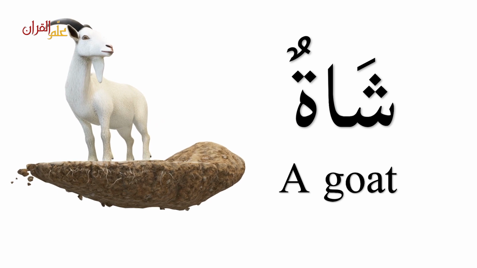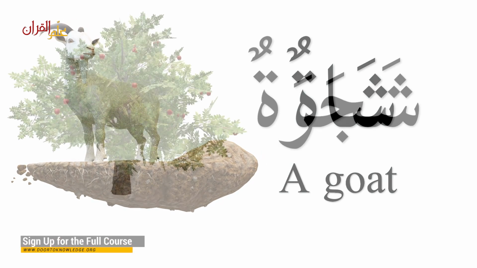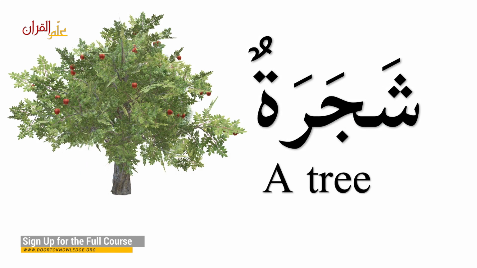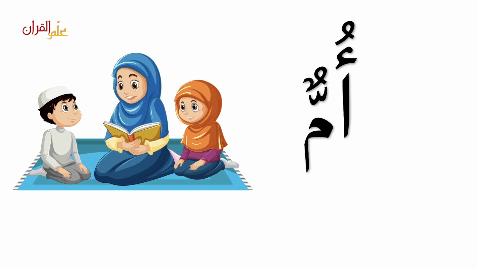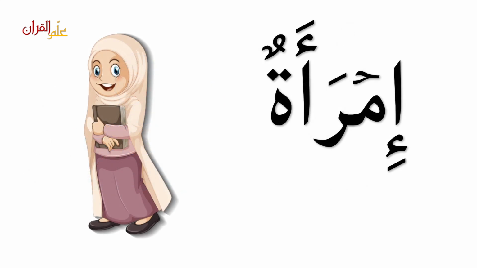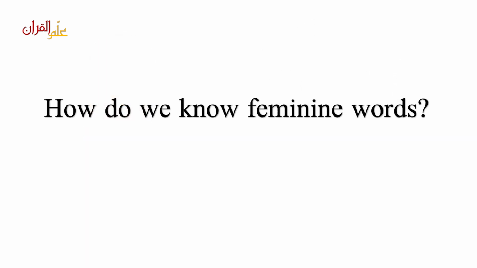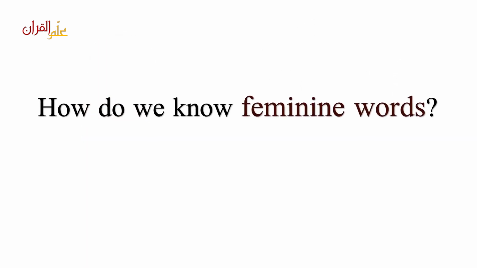شاة, a goat. شجرة, a tree. أم, a mother. امرأة, a woman. One question, how do we know feminine words?